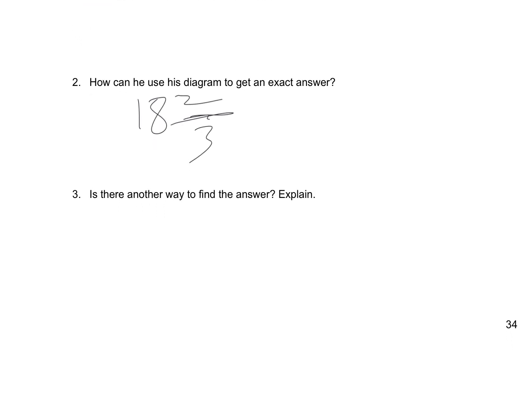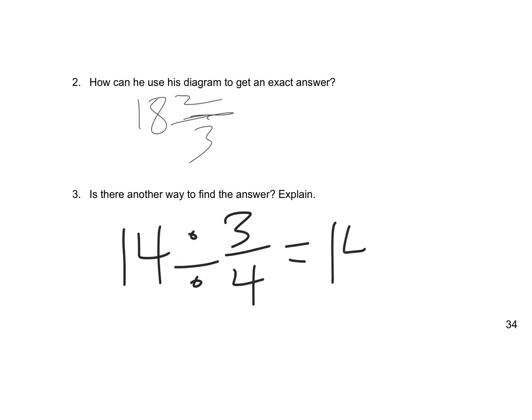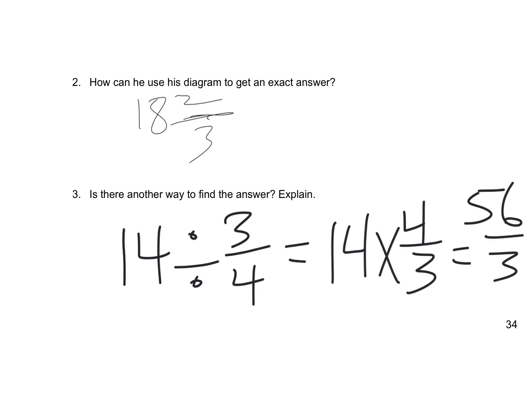And of course there is. We could take 14 divided by 3/4, which is going to equal 14 times 4/3, which is 56/3. And if I were to find how many wholes that is, that would be 18, because 3 times 18 is 54. So 18, and then with the 2 left over, 18 2/3.